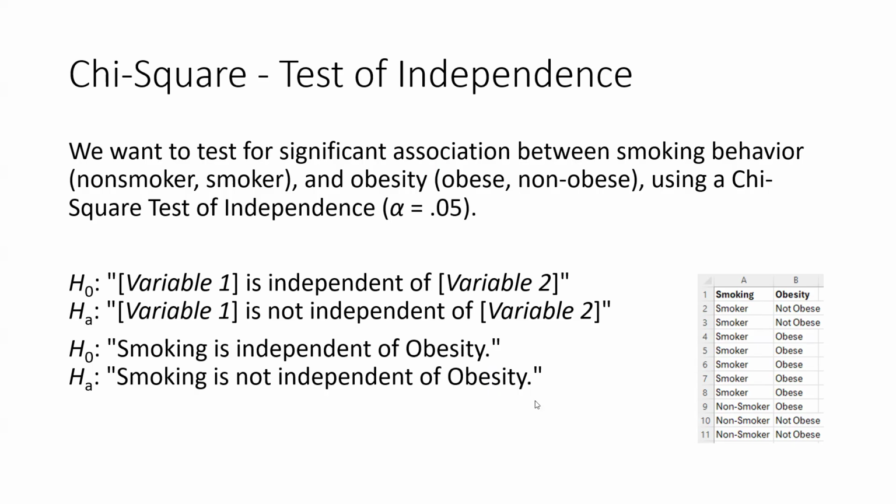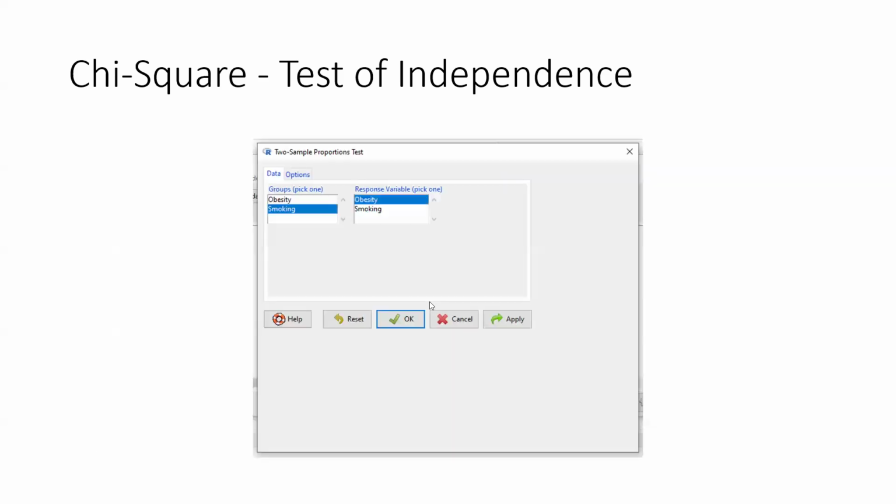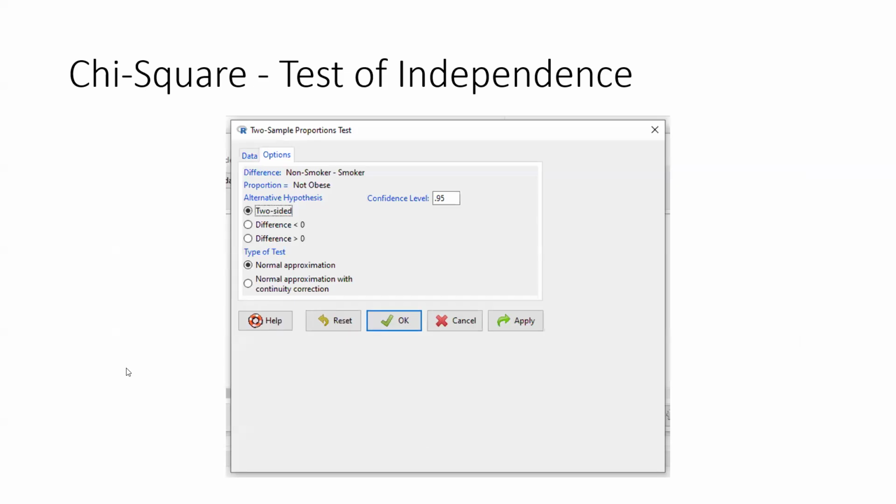All right, so here's how we would run this particular application of methodology in RCommander. We would go to our RCommander menu. We would select Statistics, Proportions, Two Sample Proportions Test. We have to select our groups, and we have to select our response variable. Then we have to select our hypothesis, our confidence interval, and our type of test. Leave this as is. Typically, these are going to be two-sided.